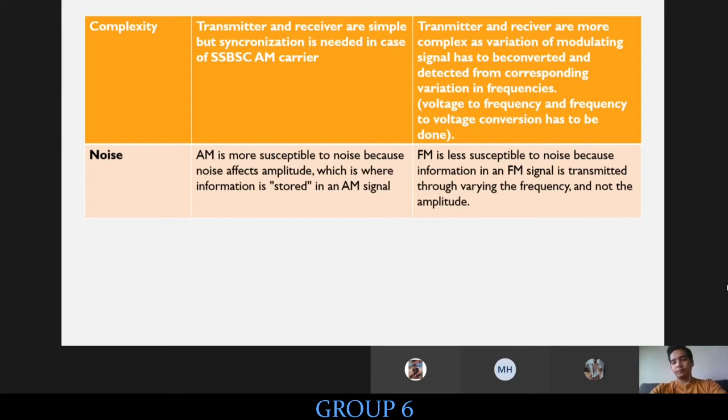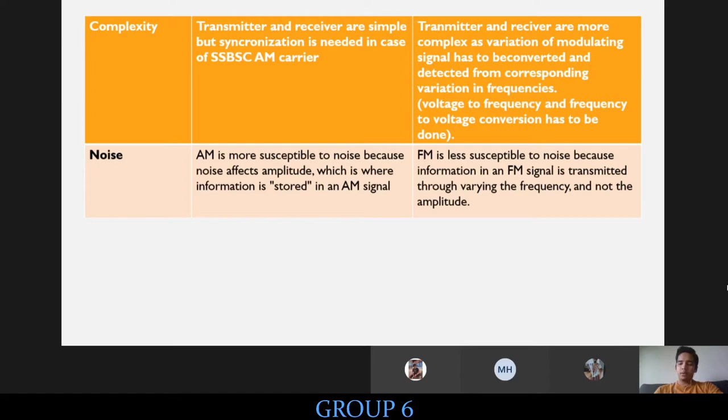This means voltage to frequency and frequency to voltage conversion has to be done. And for noise, actually AM is more susceptible to noise because noise affects amplitude, which is where information is stored in an AM signal. And for the FM, FM is less susceptible to noise because information in an FM signal is transmitted through varying the frequencies and not the amplitude.